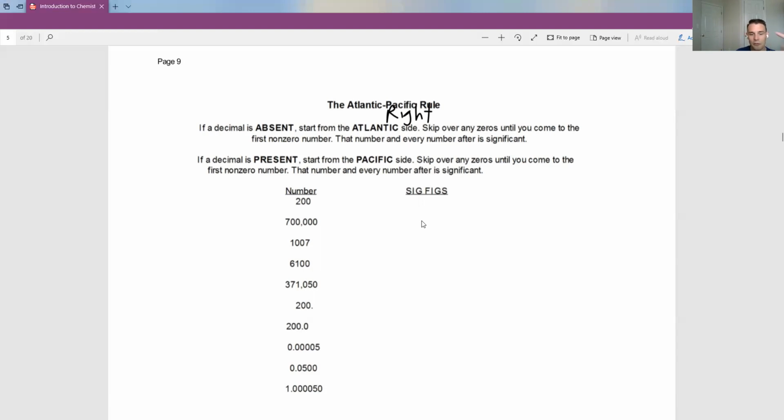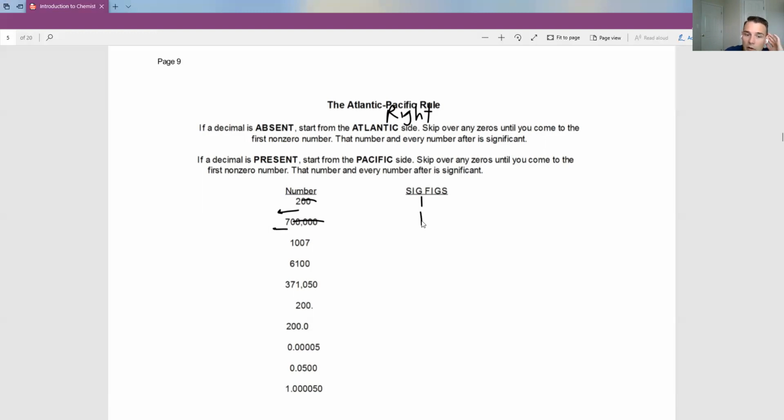So if we look at the first set of numbers in the example, 200, decimal absent, I start from the Atlantic, or the right side. I can skip over those zeros until I get to my first whole number. That number and every number after it is significant. So this one is just one sig fig. 700,000, same thing, no decimal. I can cross out those zeros. That's 7, and everything after is significant, so that's just 1.